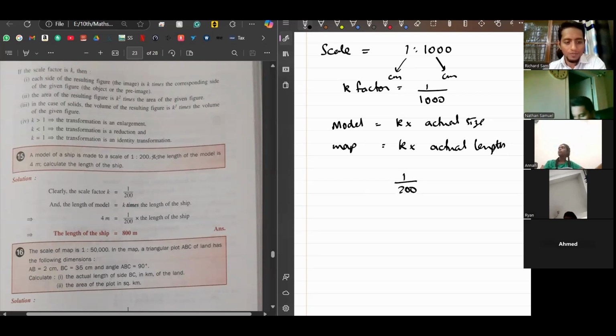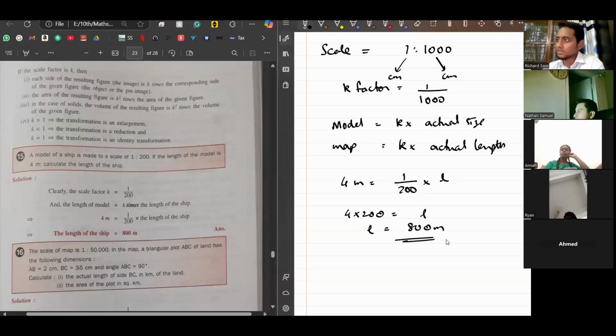They're asking you, if the length of the model is 4 meters. So this is the model. The model is 4 meters. We have to find the actual length of the ship, actual length L. So like that, we can apply the formula. So take the 200 on top over here. So 4 into 200 is equal to L. Therefore, L is equal to how much? 800 meters.